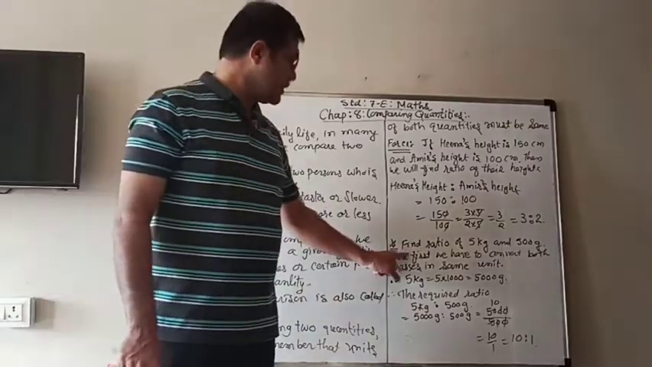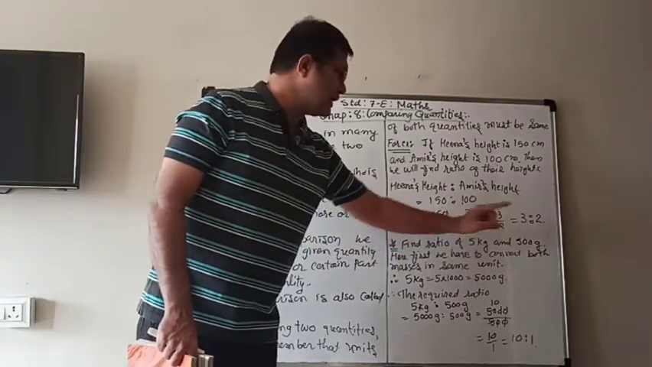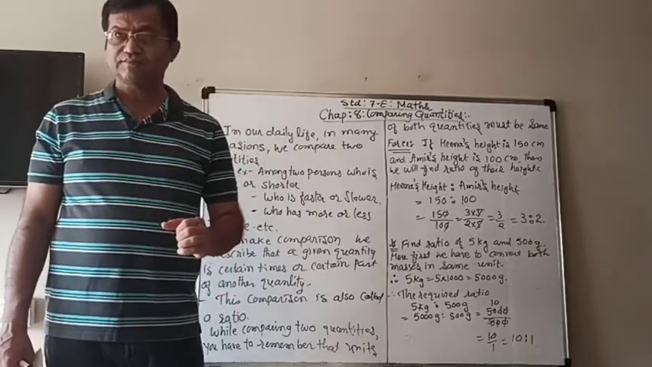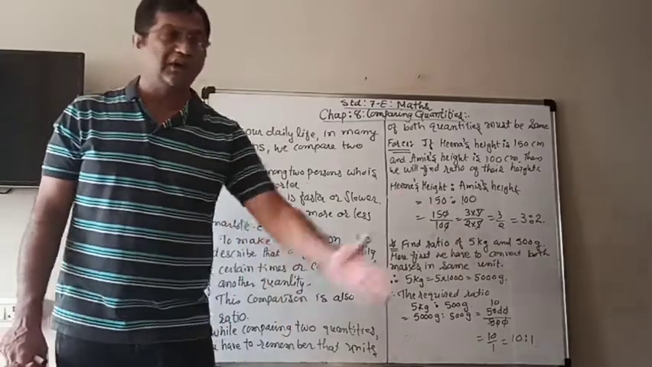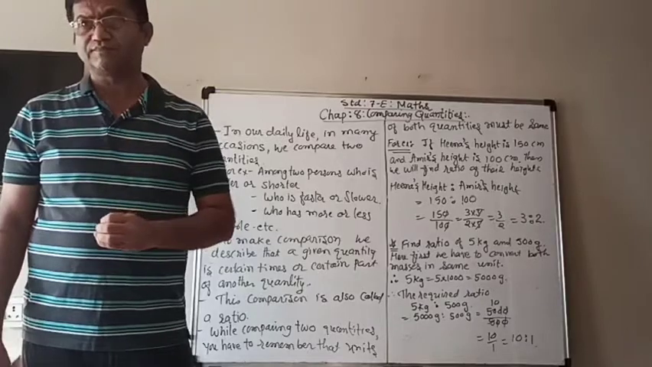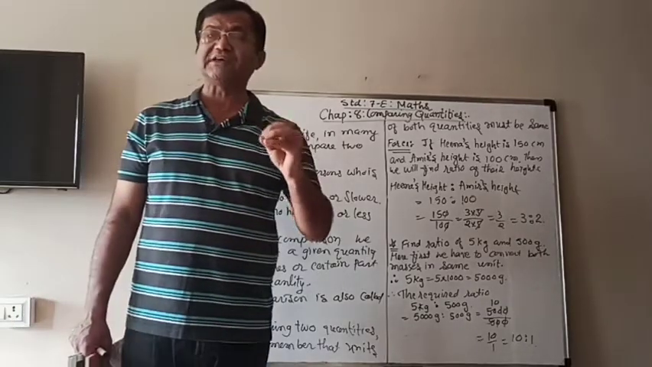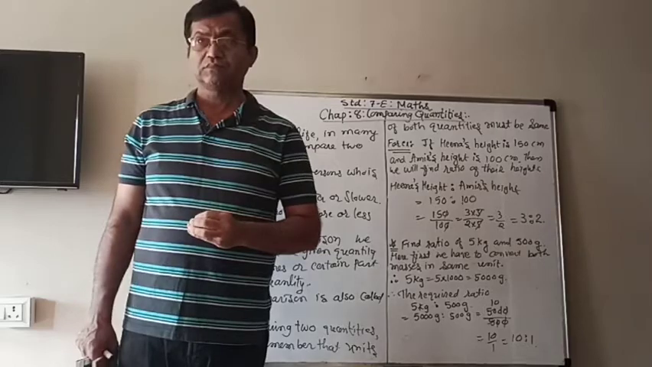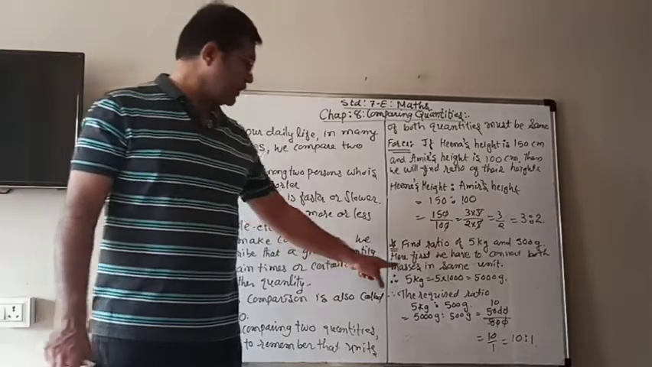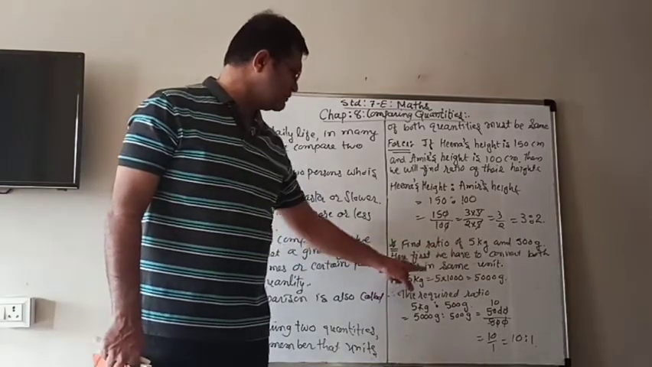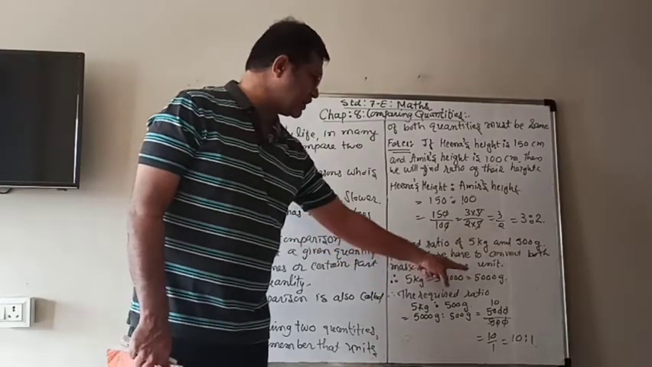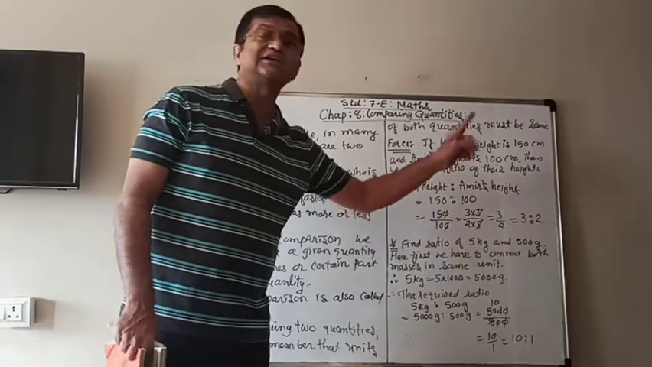Look here. Find the ratio of 5 kilogram and 500 gram. Both are units of mass, but they are different. One is in kilogram, the other one is in gram. Now you know the conversion: 1 kilogram is how much gram? We know that 1 kilogram is 1000 gram. Therefore, first of all, we have to convert both masses into the same unit. So 5 kilogram means 5 times 1000, that is 5000 gram.